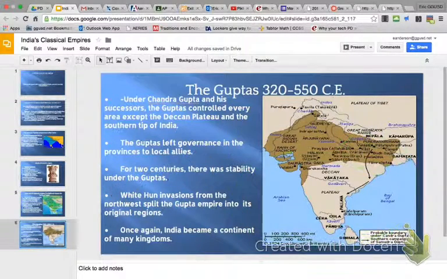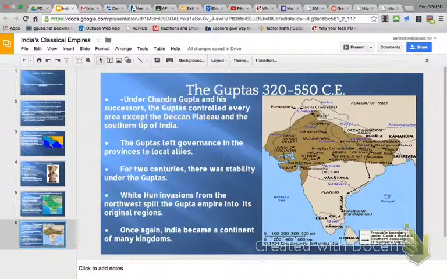So what you have here is the Guptas in the north, which would be more of a blend. You're getting Central Asians coming in, and you're also getting some Persian influence and some Hellenistic influences, but this is a classic empire of India. I hope this has helped you.